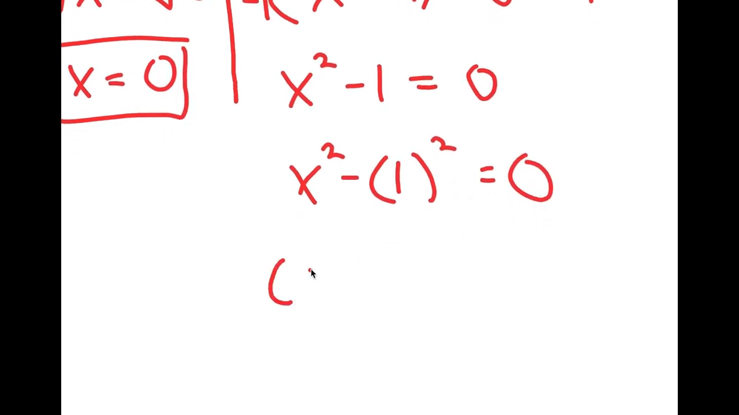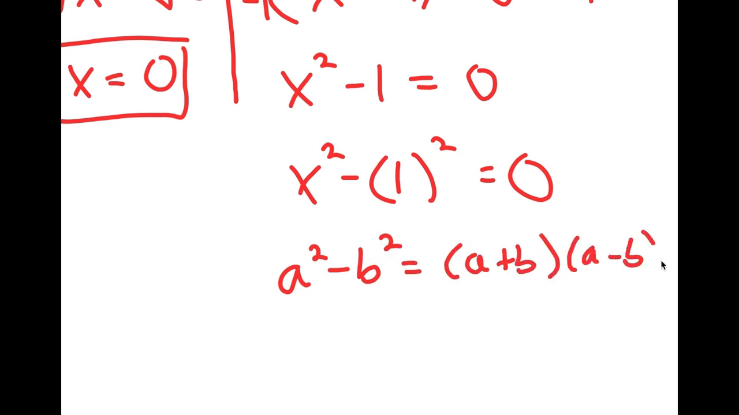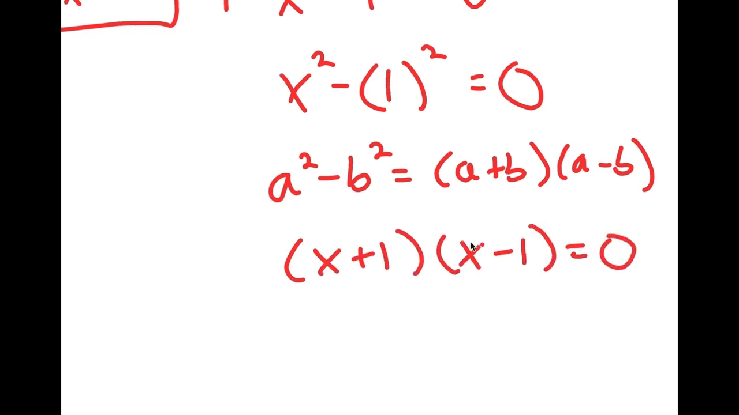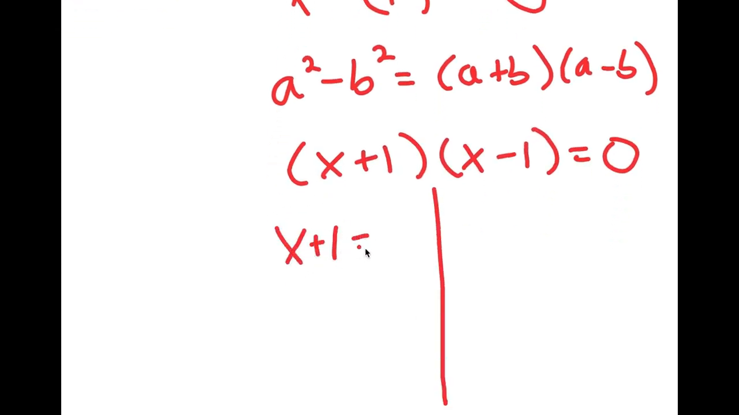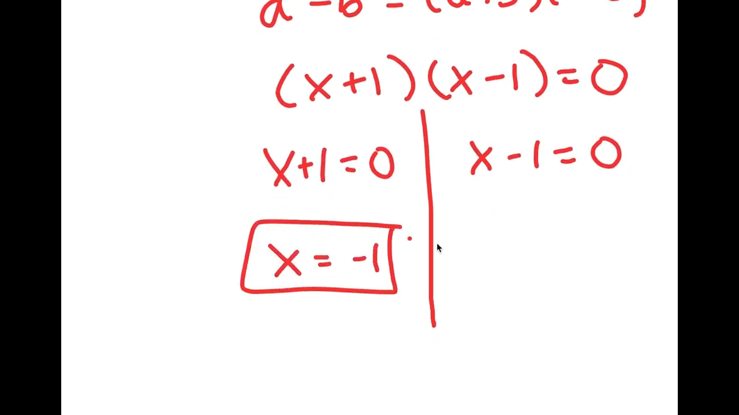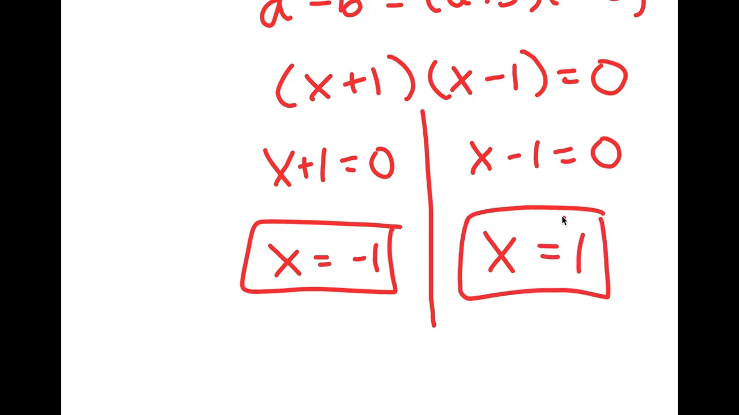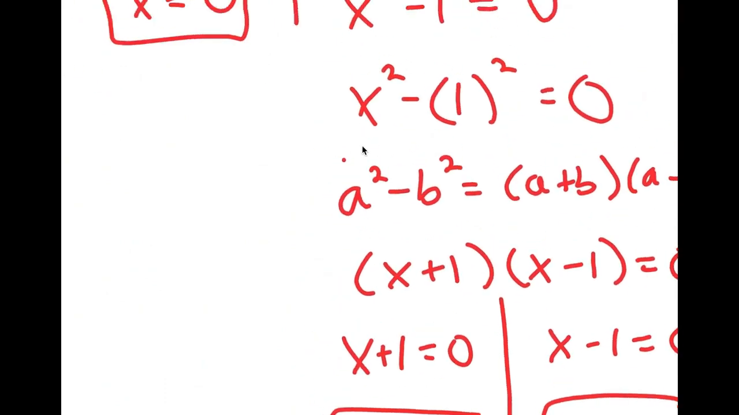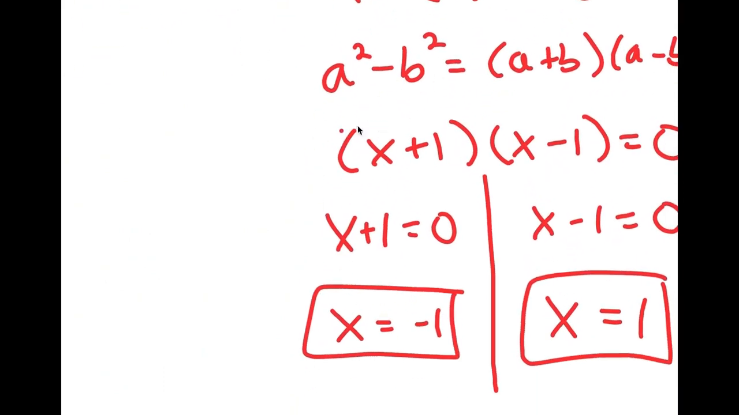And if I have something in the form a squared minus b squared, this is equal to a plus b times a minus b. So this is equal to x plus 1 times x minus 1 is equal to 0, meaning I get two equations, x plus 1 equals 0 and x minus 1 equals 0. For x plus 1 equals 0, I get x equals -1. And for x minus 1 equals 0, I get x equals 1. So notice how we have three solutions for this equation.